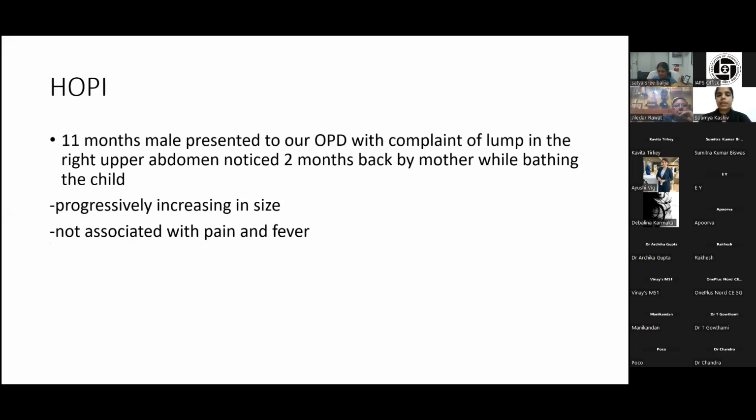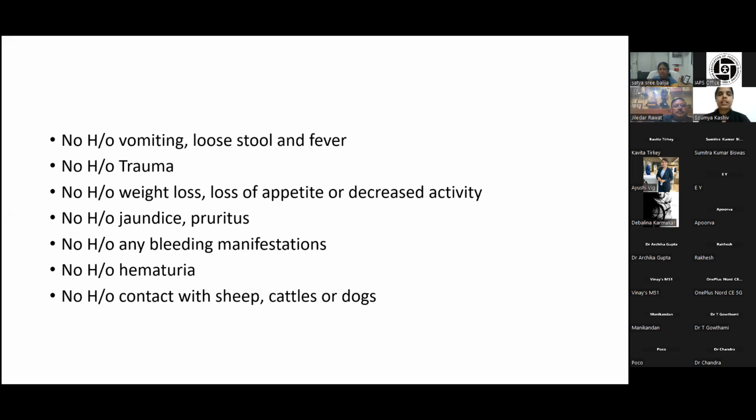The 11 months old male presented to our OPD with complaint of lump in the right upper abdomen noticed around 2 months back by the mother while bathing the child. The lump was progressively increasing in size and not associated with pain and fever. There was no history of vomiting, loose stool and fever. There was no history of trauma. There was no history of weight loss, loss of appetite or decreased activity.